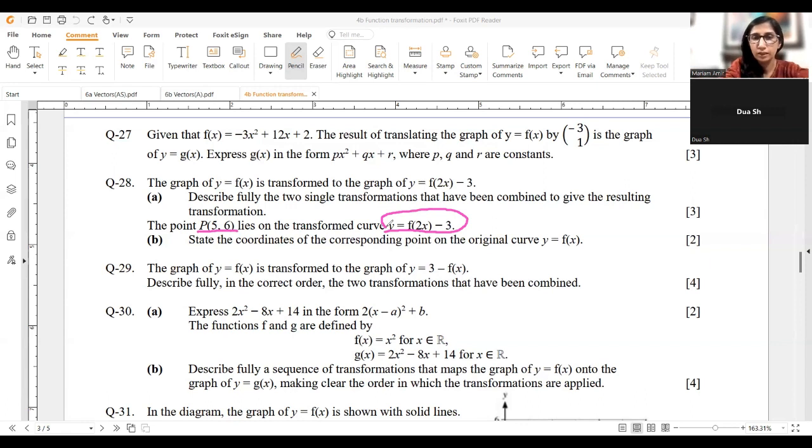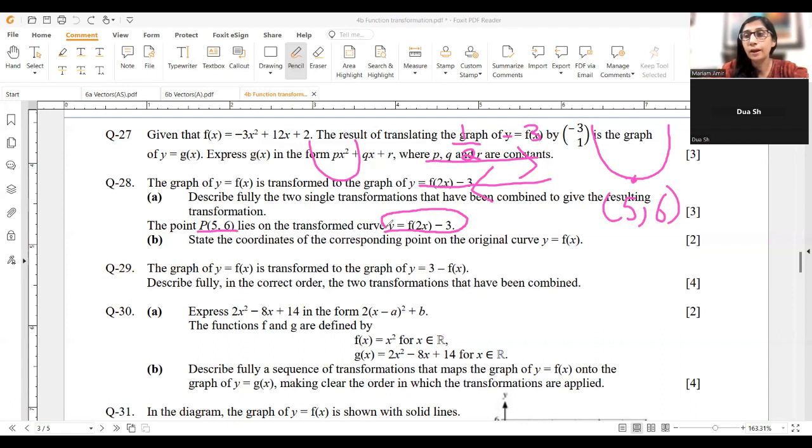देखते हैं हुआ क्या. There was an original curve और फिर उसको half से multiply किया गया and it was moved down as well, 3 units down, and you got a new curve. Now this point 5,6 is on the new curve, so you need to take it back.